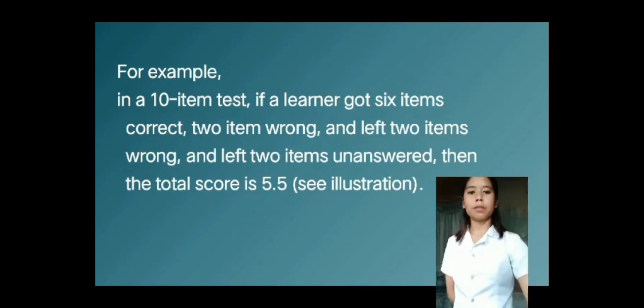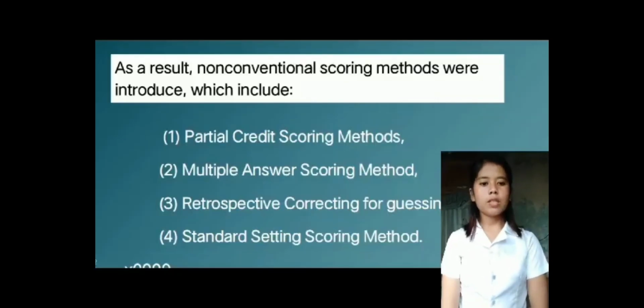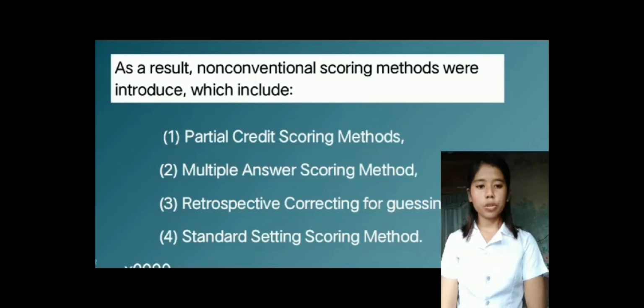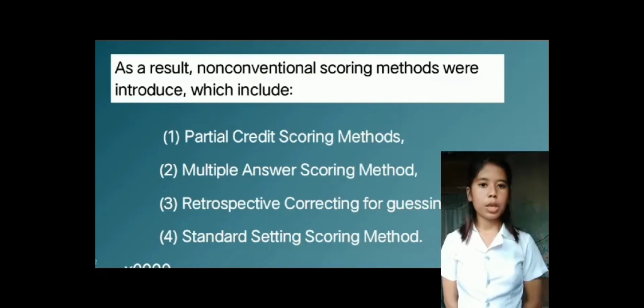Let's see the illustration. In this illustration, in item 1 the student got it correct, so the equivalent score of this is 1. In item 2, the student left this unanswered, so she got 0 points. In number 3, the student answered, but it is incorrect, so he or she got -0.25. And so on. As a result, non-conventional scoring methods were introduced, which include number 1, partial credit scoring method; number 2, multiple answer scoring method; number 3, retrospective correcting for guessing; and number 4, standard setting scoring method.